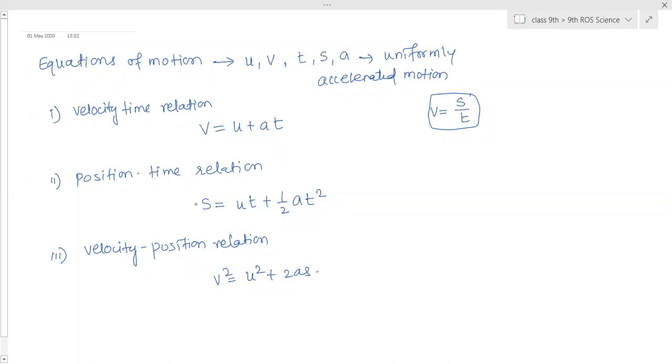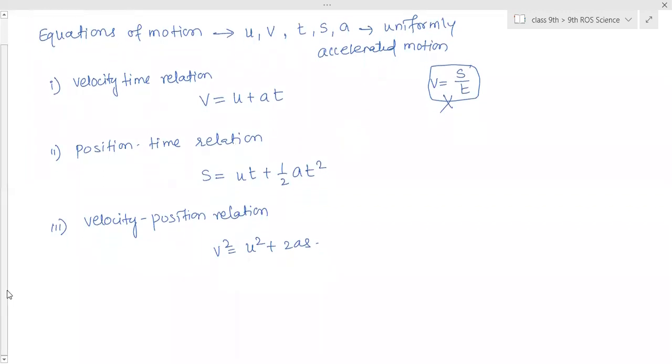For finding distance covered in uniformly accelerated motion, we cannot use this formula. This formula is not used when the speed is continuously changing. It is not uniform, so we cannot use this formula. We have to use this formula to find out distance covered. These are all applicable for uniformly accelerated motion.